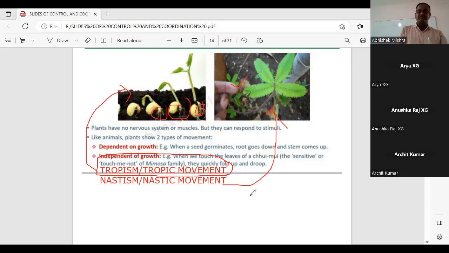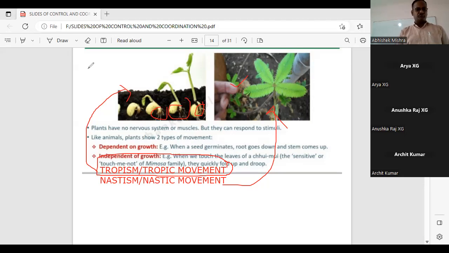Am I clear to all? The two types of movement are clear to all? In the chat box, you can give me the reply. Yes or no? Okay, fine.